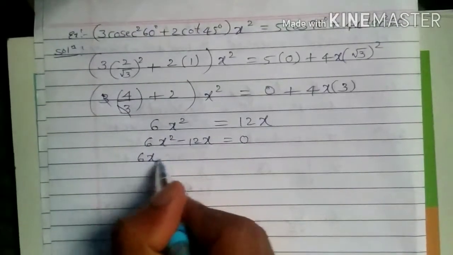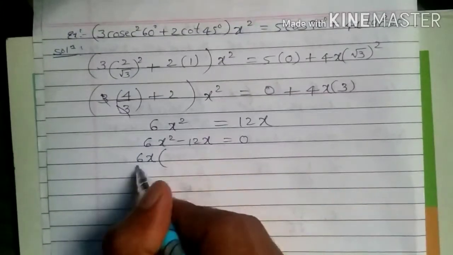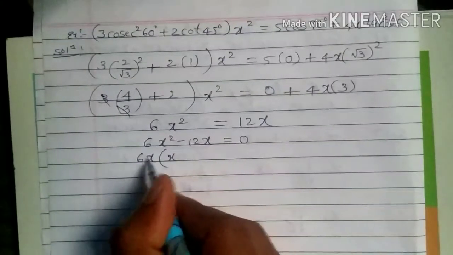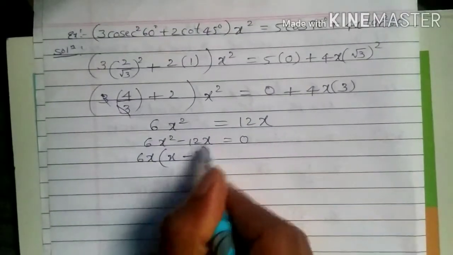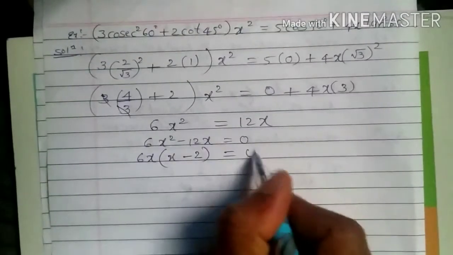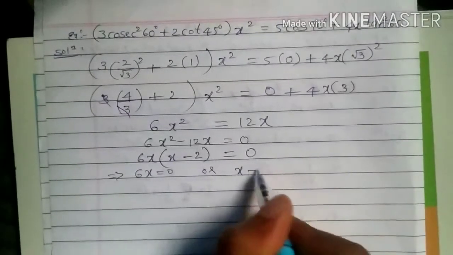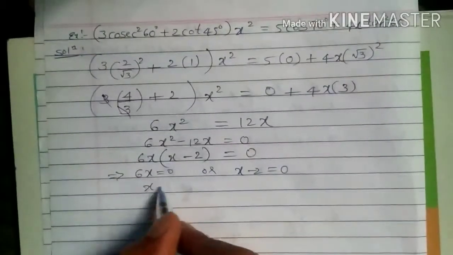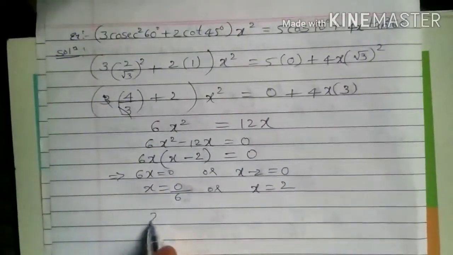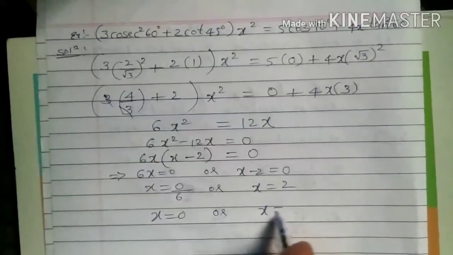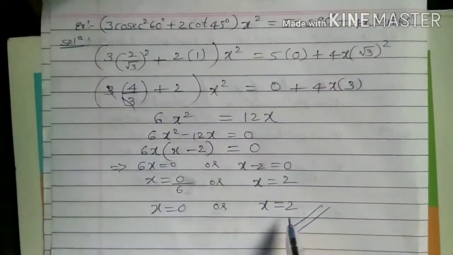Taking 6x common, because 6 and 12 come in 6 ones, and x square and x, taking common factors, remaining x, 6x common, remaining one more x, minus 6 2s are 12, 1x is here, we have taken common, is equal to 0. So which implies 6x is equal to 0 or x minus 2 is equal to 0. x is equal to 0 by 6 or x is equal to minus 2 becomes plus 2. x is equal to 0 or x is equal to 2. So we get two answers. So either x is 0 or x is equal to 2.